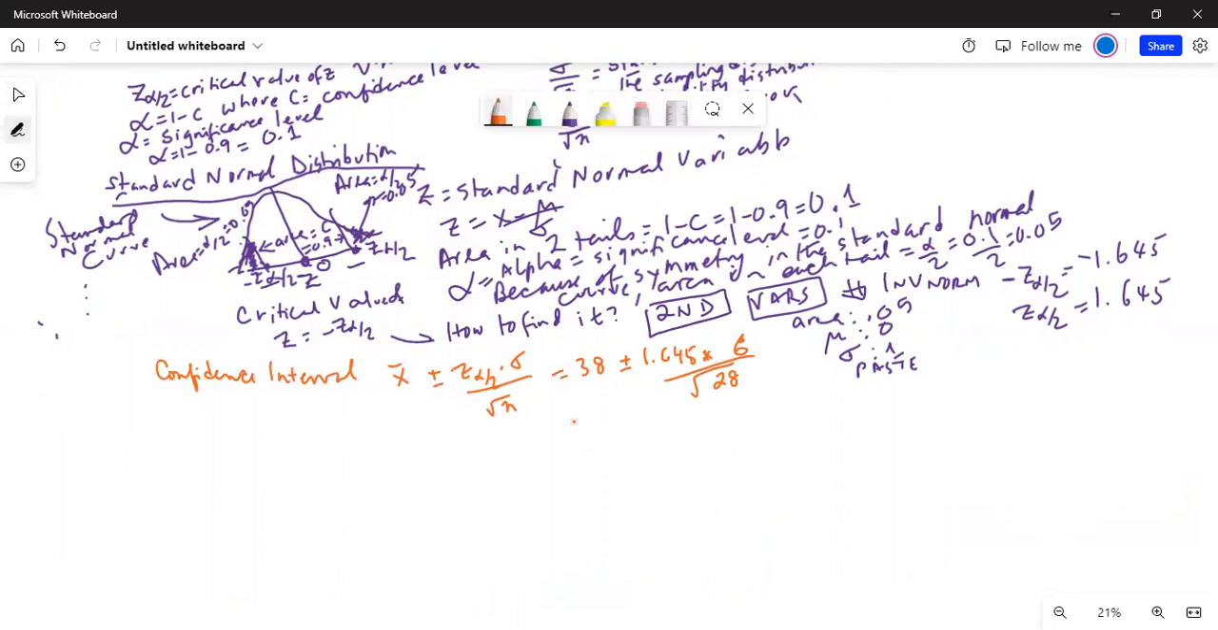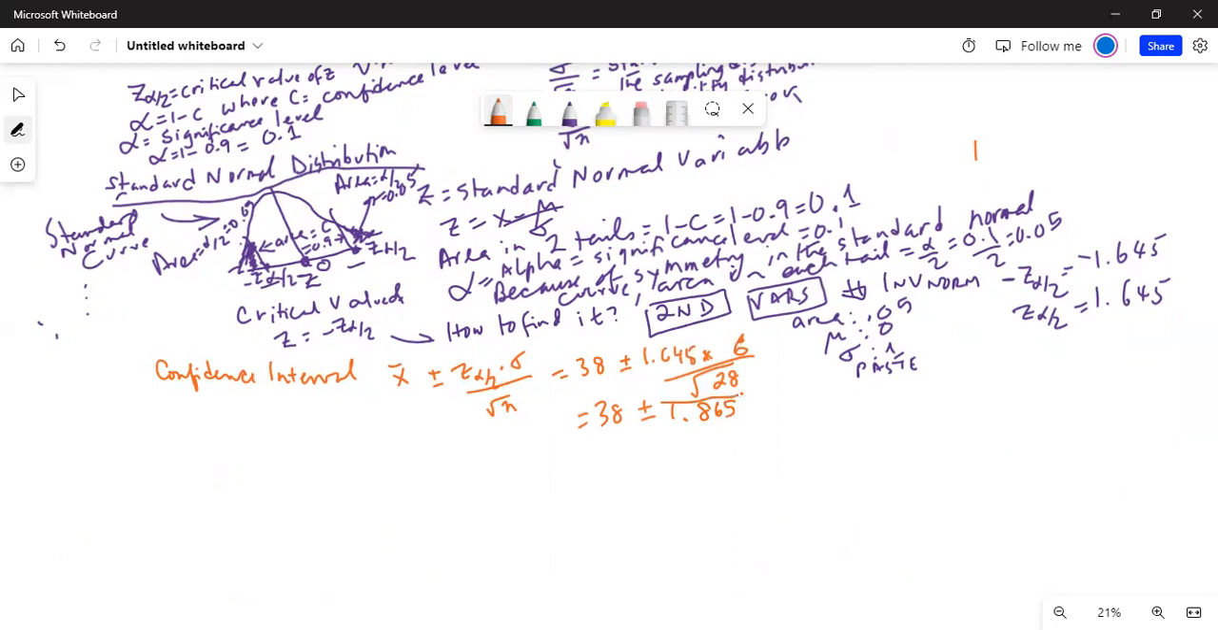So this will be 38 plus minus, and I will do it in one shot. I do 1.645 times 6, 6 being the standard deviation, divided by, I press the second button and then the x square button in the first column to get the square root. Inside the square root, 28, and hit enter. So this term by itself is 1.865.